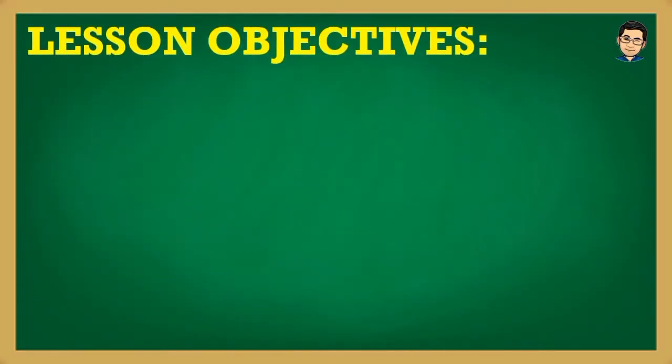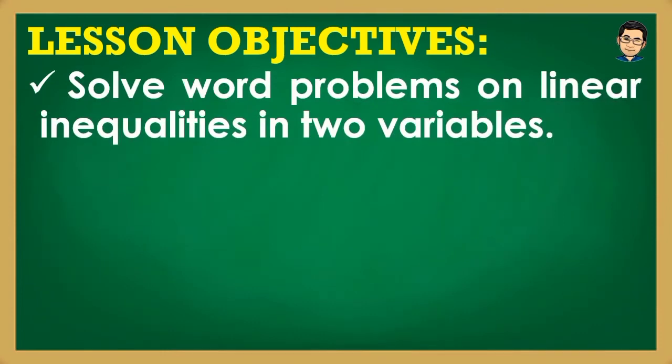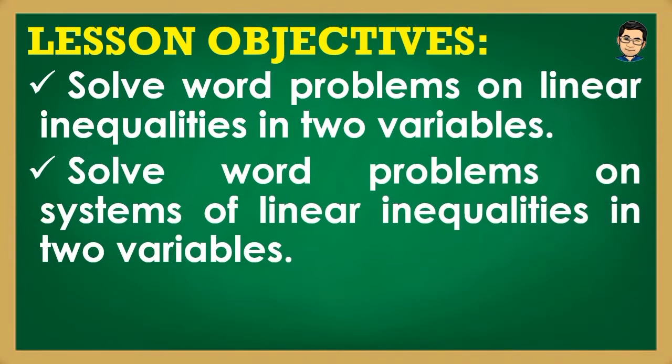So, let's start. Let's have the lesson objectives. First, we will solve word problems on linear inequalities in two variables. And the second one, we will solve word problems on systems of linear inequalities in two variables. There is a difference between the two. The first objective is talking about only one given inequality in two variables. And the second objective, we have there the word systems.